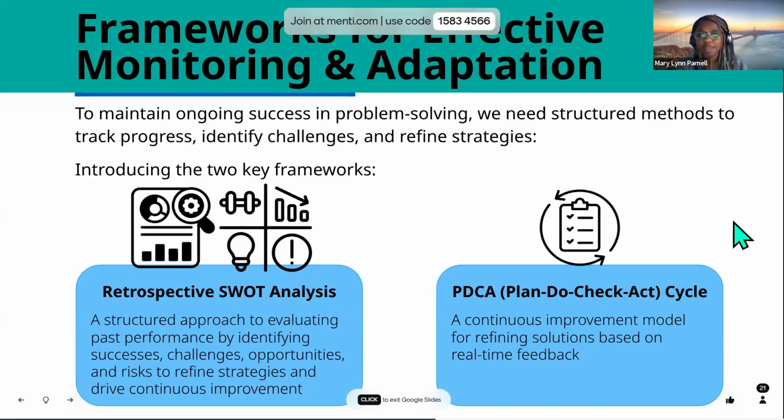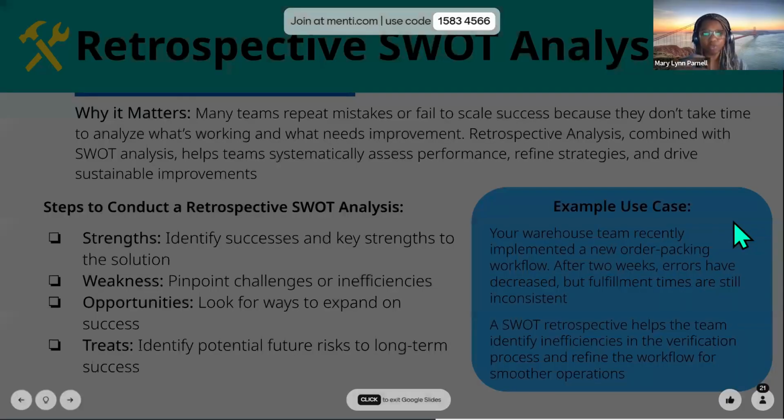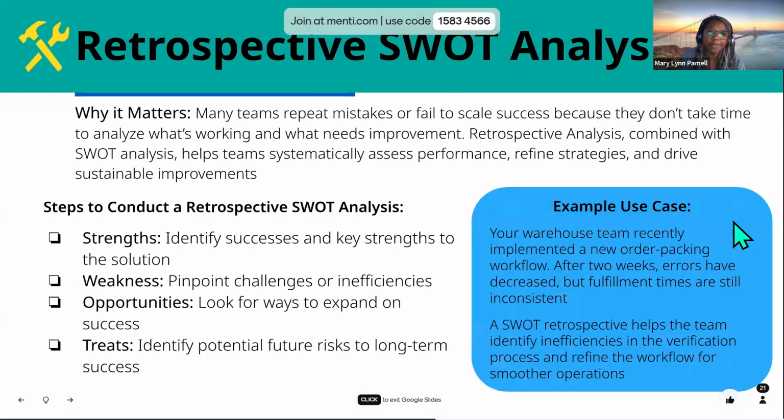The PDCA then is a continuous improvement model that refines our solutions based on real-time feedback. So as we're getting feedback, as we're making changes, we are constantly doing adjustments. So retrospective SWOT, why does it matter? Oftentimes, many teams repeat mistakes or fail to scale success because we don't take the time to analyze what's working and what needs improvement. Retrospective analysis combined with a SWOT analysis helps our team systematically assess performance, refine strategies, and drive sustainable improvements.